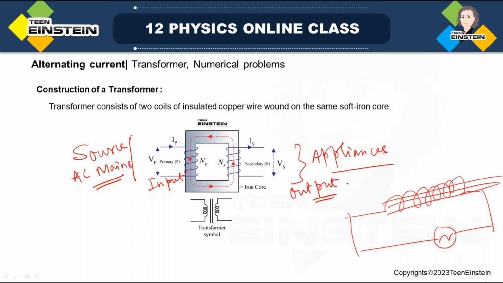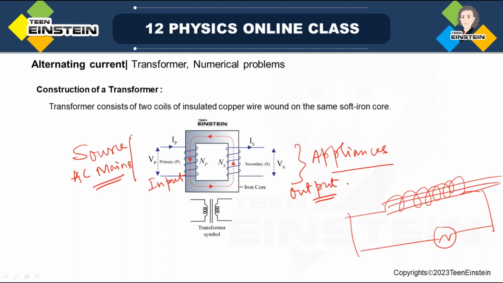That means current is varying with time. At the same time, the flux linked with the primary coil will also change. Because of the change in the flux in the primary coil, there will be an induced EMF, that is called back EMF.